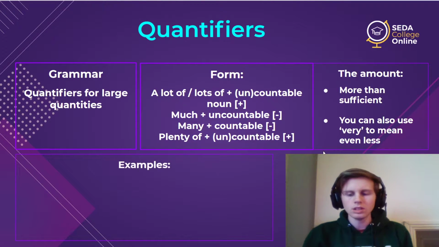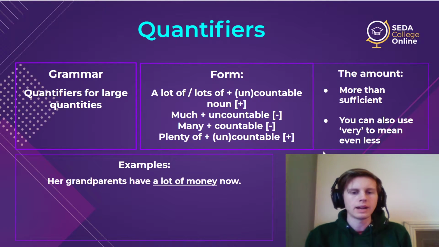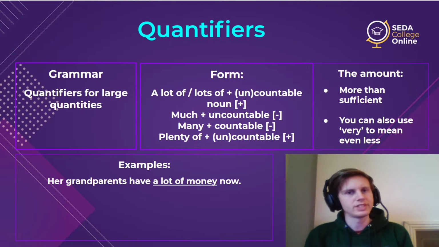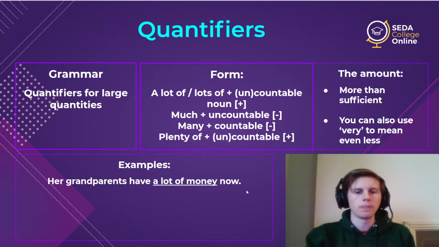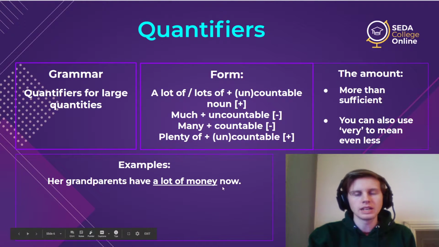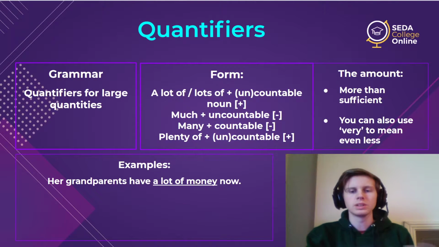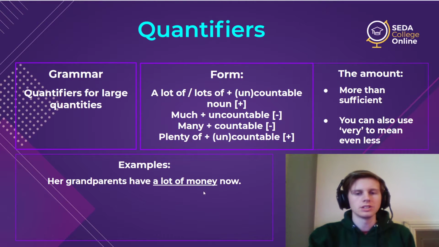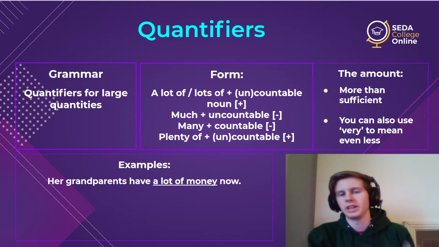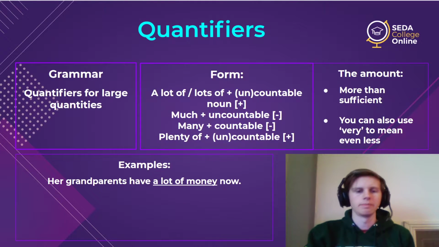So some examples. Her grandparents have a lot of money now. They've saved all their life. So you can also say lots here. Her grandparents have lots of money now. There's no difference between these two. And so I used it with the uncountable noun money. So it has to be singular. But you can also say, her grandparents have a lot of cars. And then it could be countable. So that one doesn't matter.